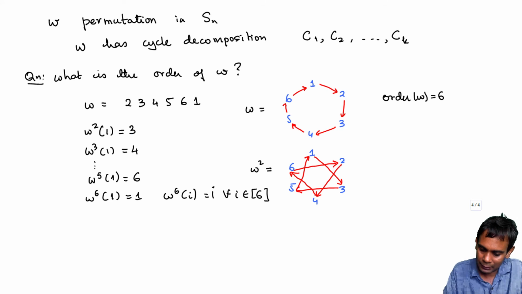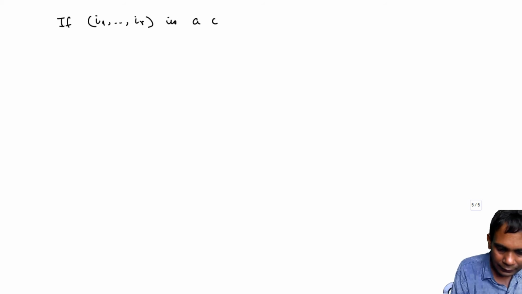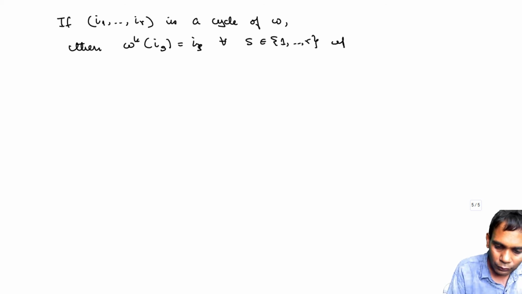Let me state this a little more precisely. So if i1 through iR is a cycle of W, then W to the k of i_s is equal to i_s for all s in 1 to R if and only if k is a multiple of R.